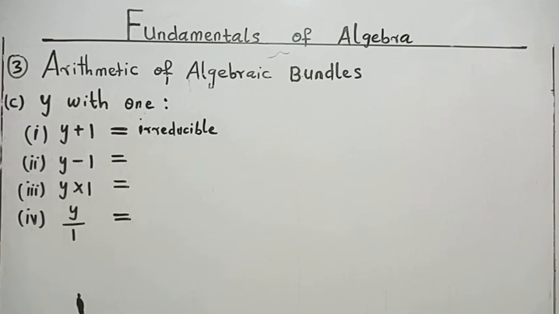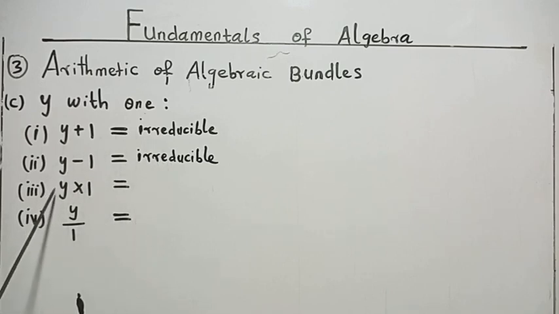Subtracting 1 from y. Like the other one, if we know what y is, we can subtract 1 from it and tell the simpler answer. But because y is not a constant, it is a variable, we cannot tell a simpler way of writing the result of y minus 1 except y minus 1. So the answer to this expression is still y minus 1. So what again am I going to write here? The same thing. Again, the answer is irreducible.